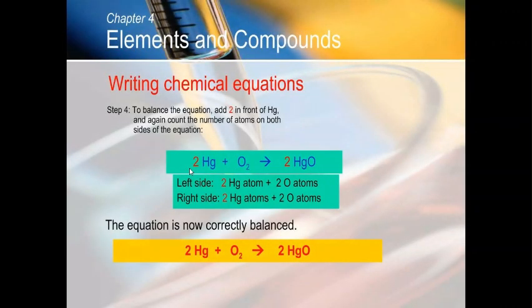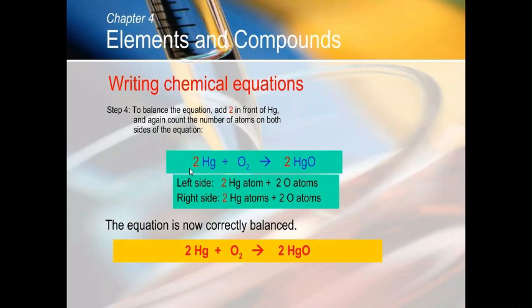To balance the equation, add 2 in front of the Hg. And again, count the number of atoms on both sides of the equation. So if you look at it now, on the left side, we have two Hg atoms plus two oxygen atoms, and on the right we have two Hg atoms plus two oxygen atoms. So now it is balanced. It is balanced now from the initial equation. So the equation is now correctly balanced.